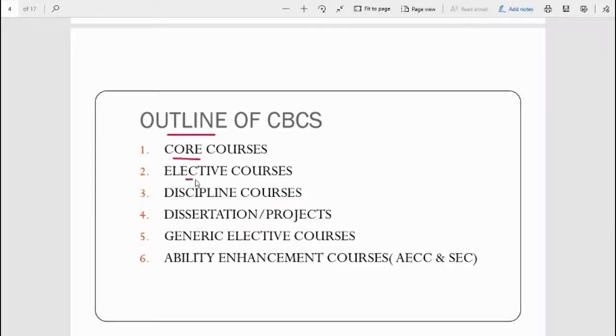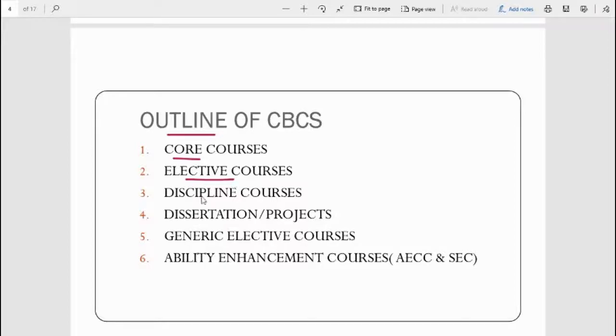The second one is elective courses. These elective courses give you, the learner, an option to elect any course. The course can be specialized in nature, very advanced, supportive, anything.